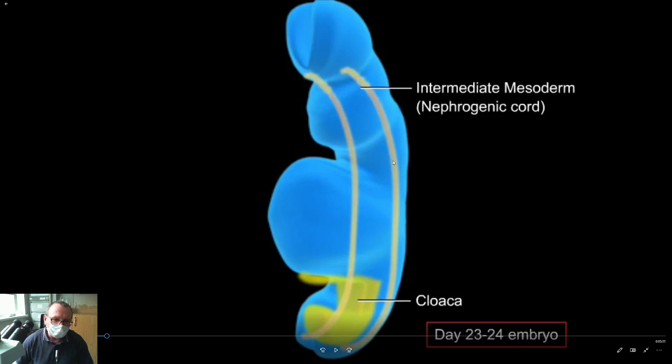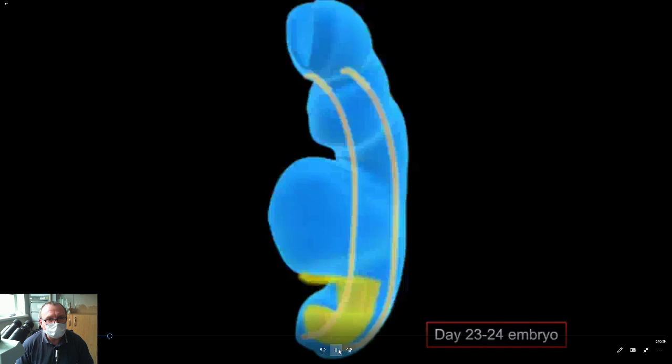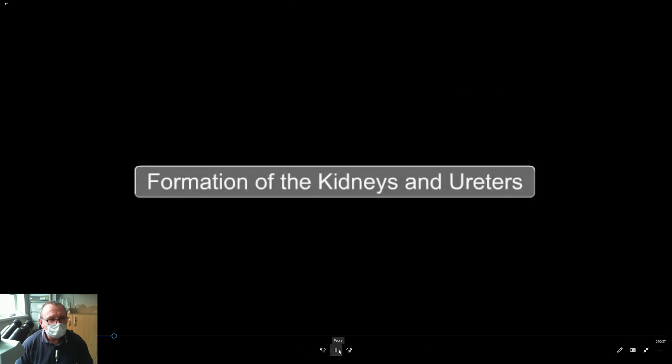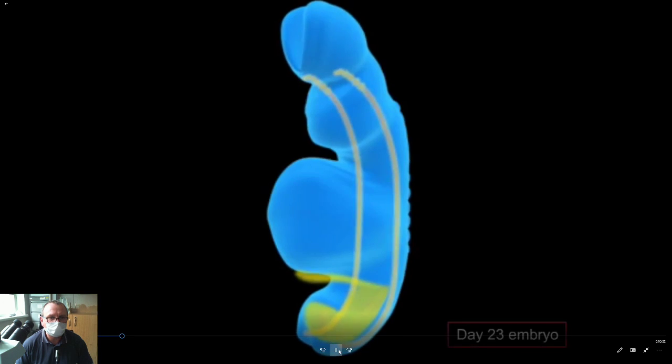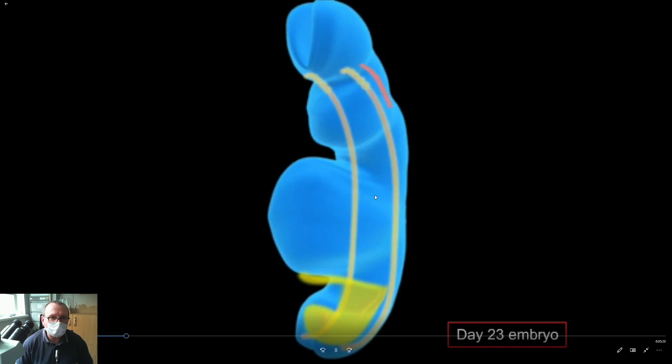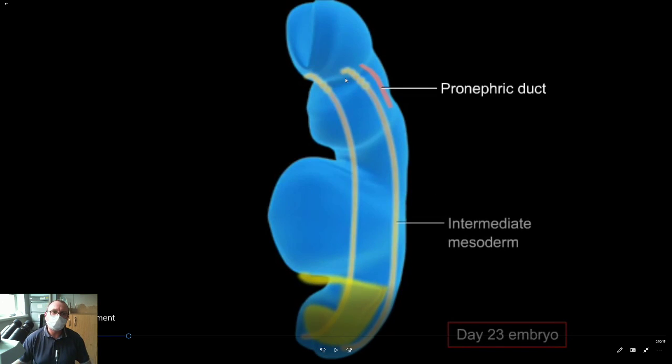Here downstairs is the cloaca. We'll need it as well. You already know that the cloaca is a blind end of the hindgut, where the allantois is also going. We will need it for the formation of other parts of the urinary system. Now we will see how this nephrogenic cord is changing. We'll start in this cranial area.